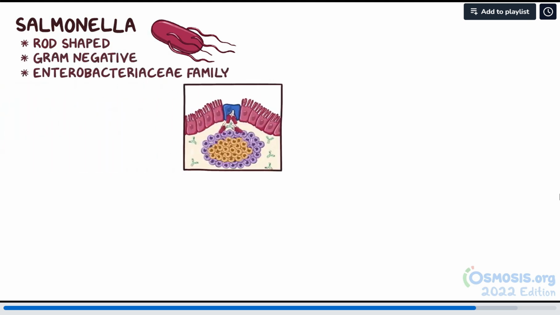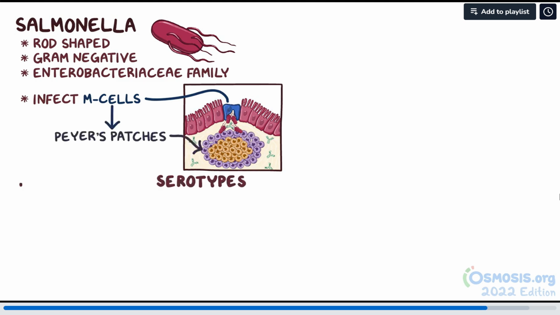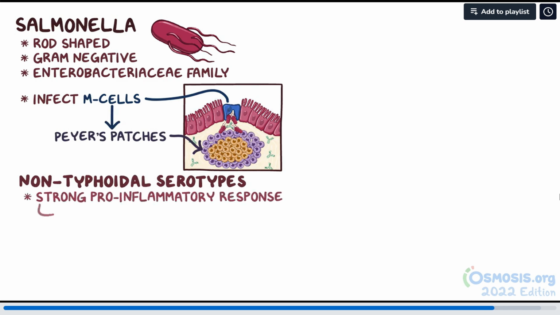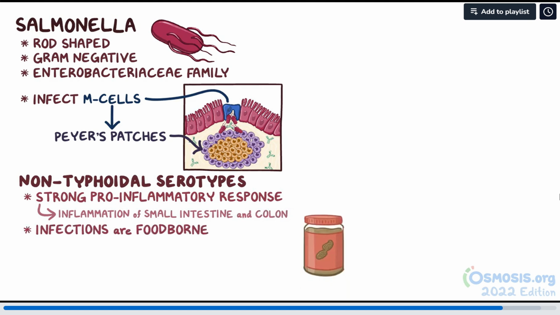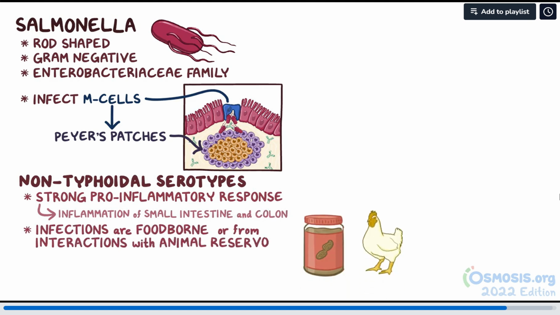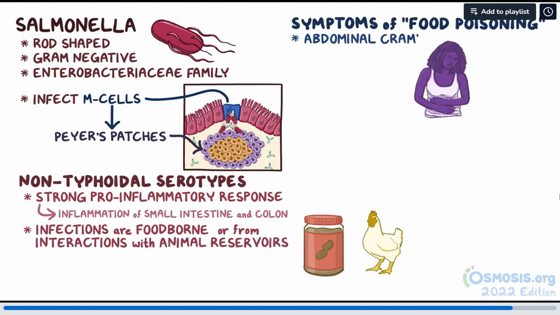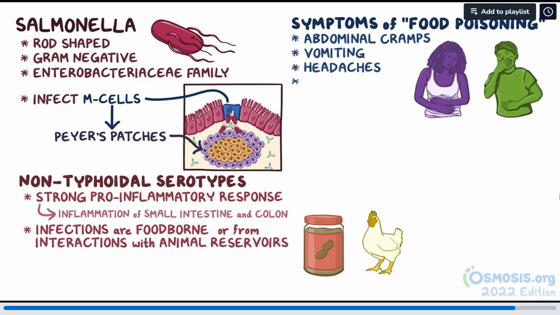After ingestion, Salmonella tends to infect M cells of the small intestine epithelial mucosa, which transfer the bacteria to the underlying Peyer's patches. Serotypes that are non-typhoidal elicit a strong pro-inflammatory response, which causes inflammation of the small intestine and colon. Infections are usually foodborne from contaminated sources or from interactions with animal reservoirs, and cause the hallmark symptoms of food poisoning, including abdominal cramps, vomiting, headaches, fever, and diarrhea.